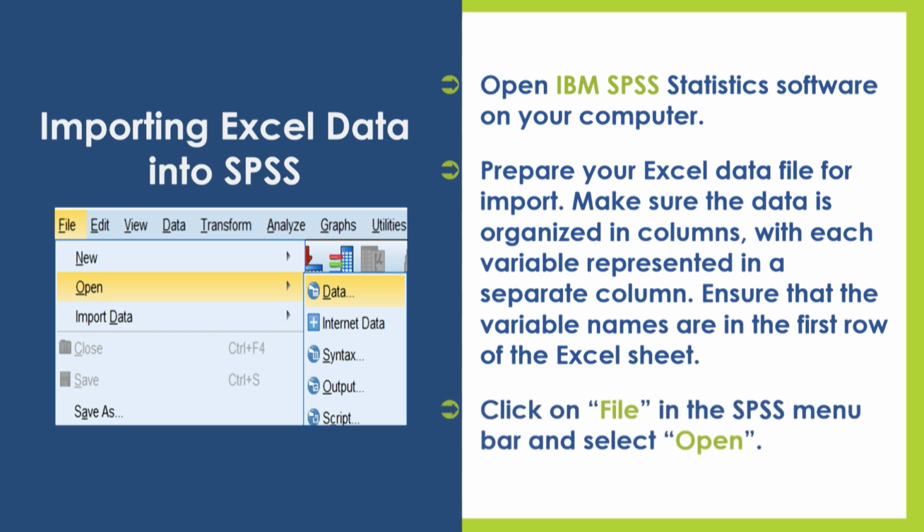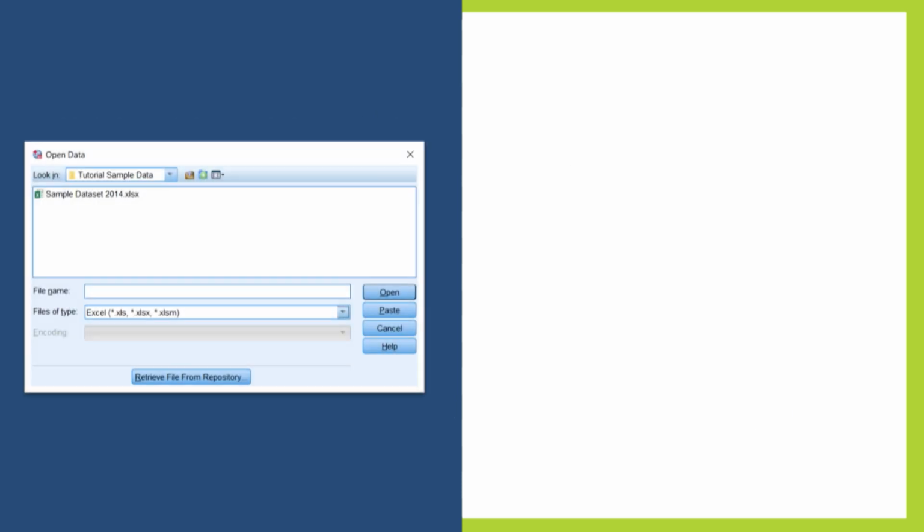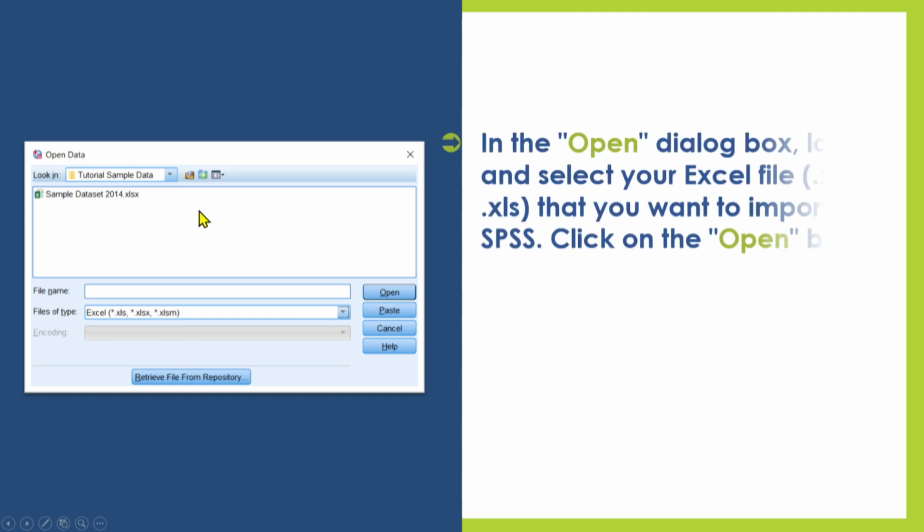Click on File in the SPSS menu bar and select Open. This box will appear. Here in the Open dialog box, locate and select your Excel file, which is in the .xls format or .xlsx format, that you want to import into SPSS. Click Open button. Before that, you have to select the appropriate data set.